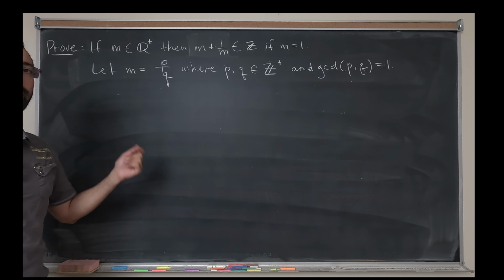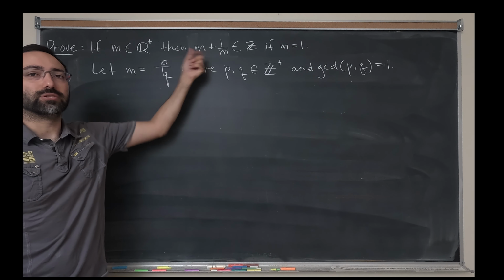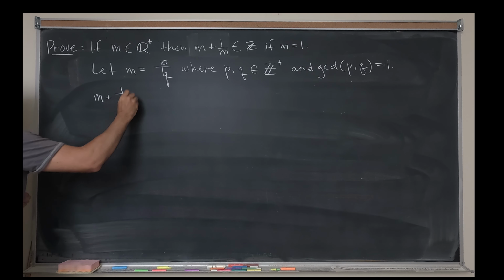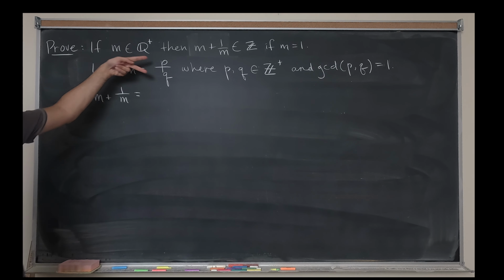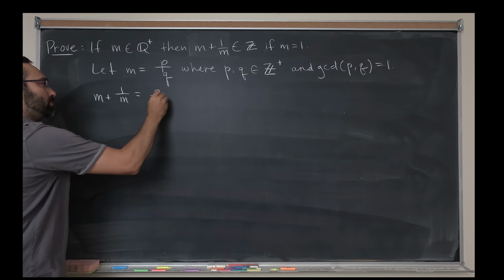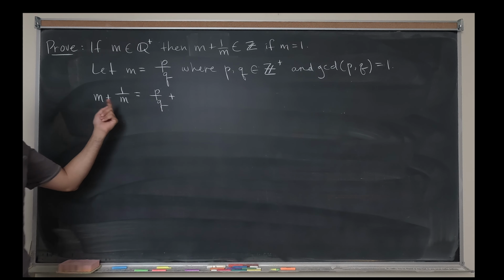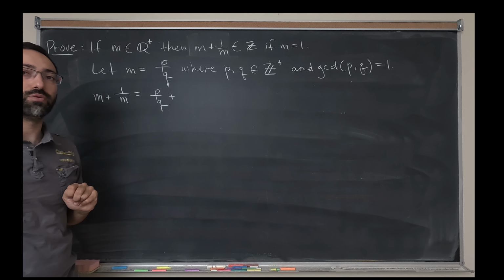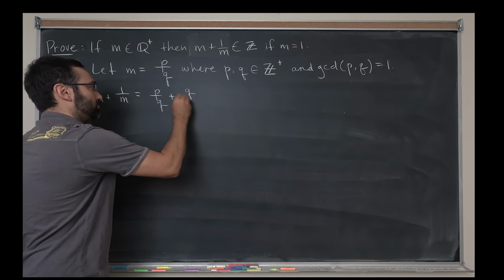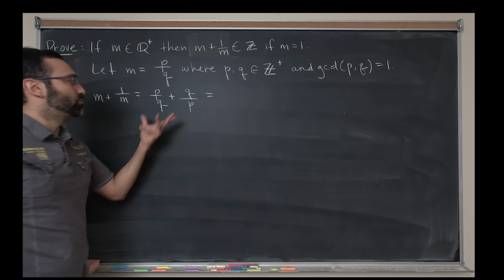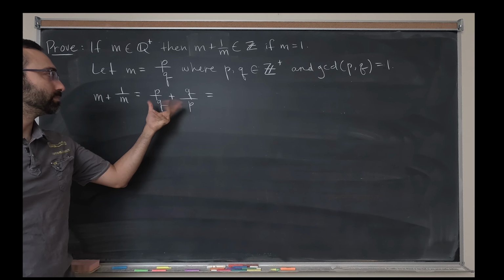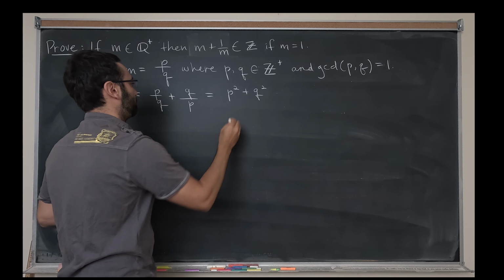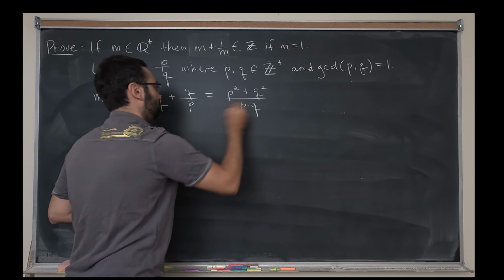Okay, well, under this setup, what is m plus 1 over m? Well, it's simply this fraction, m, plus 1 over m, the reciprocal of this. The reciprocal of p over q is just q over p. And if we simplify this into one fraction, we obtain the following.